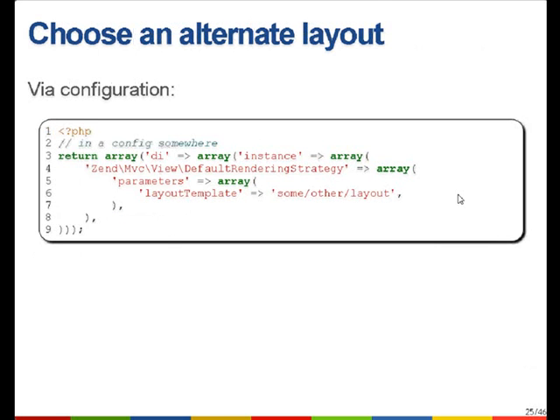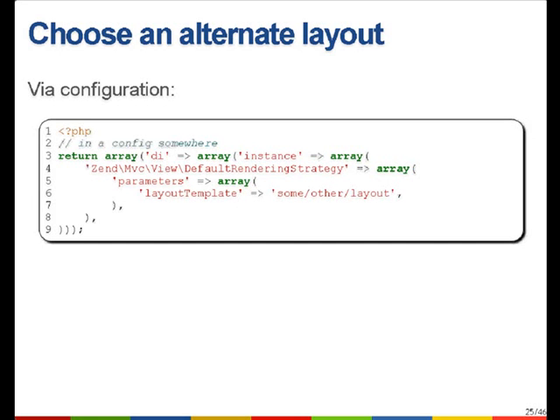Now, the next task I chose to tackle was, how can I choose an alternate layout? And there are several different ways of doing this. First one is via configuration. I showed you earlier some DI configuration for setting up resolvers. There's a similar thing for the default rendering strategy. All we have to do here is set the layout template parameter, and we can say some other layout.